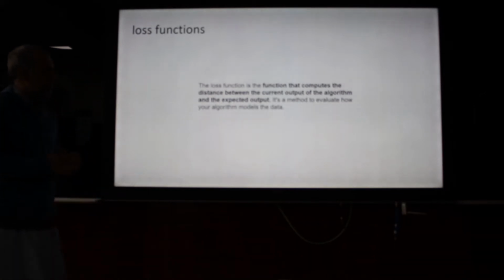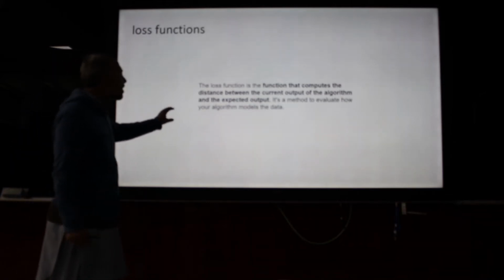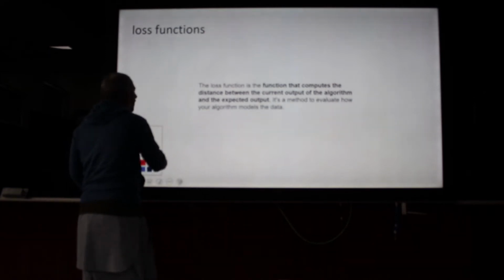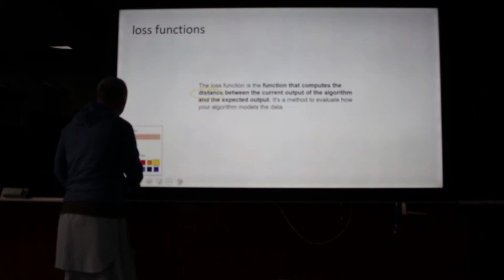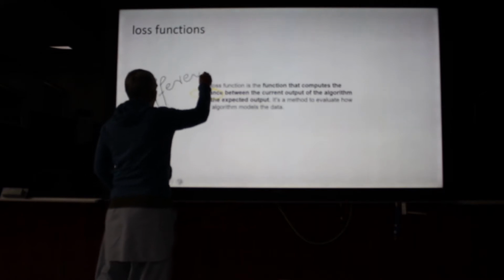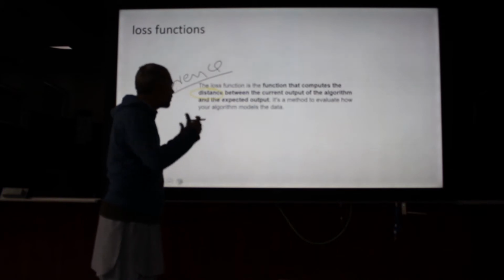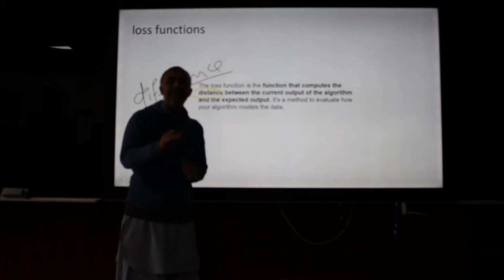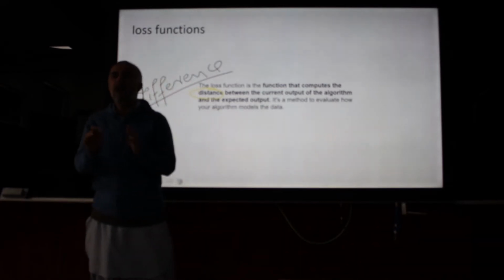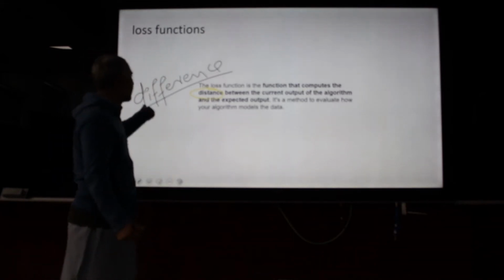But in all these cases, we are talking about the loss function. Loss function is where we basically compute the distance, and distance is also categorized as a difference, between the current output of the algorithm or current output of the situation and the expected output. Current output means benchmark, standard thing. And the expected is what we get with the help of experiment, with our observation.